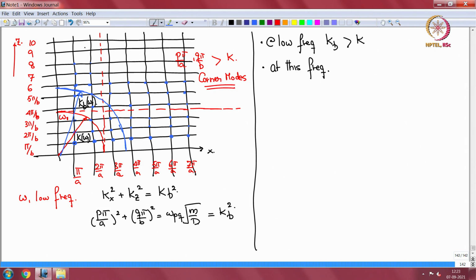At extremely low frequency, this red line would have been here, at the starting, right here. That means, at low frequency, all modes start as corner modes.